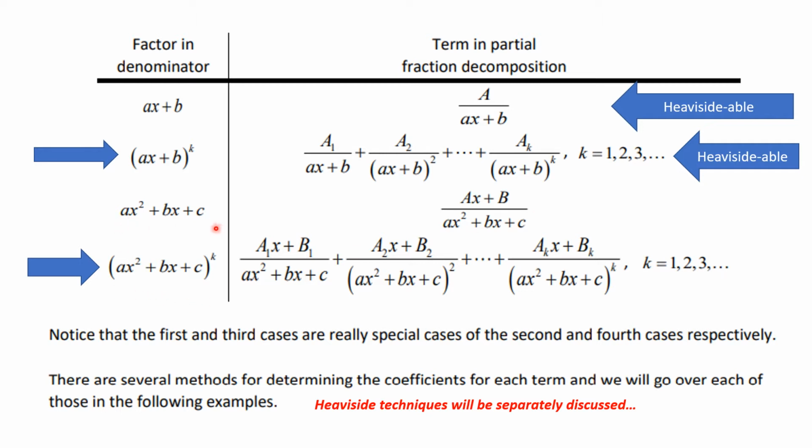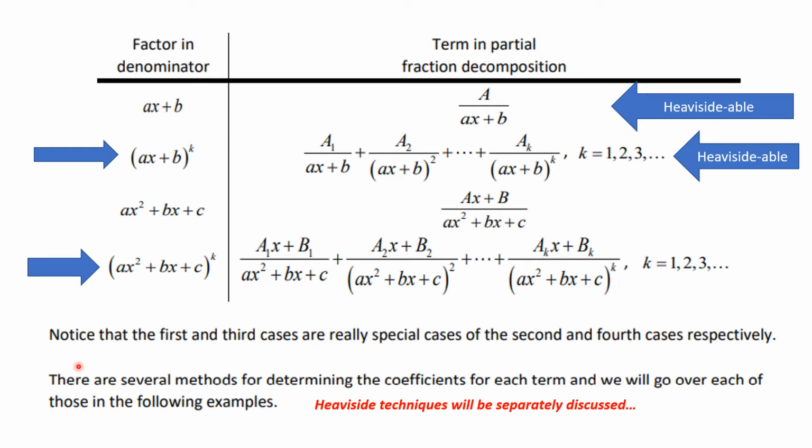And it's also possible to get one of these raised to a multiplicity k. So if you get (ax squared plus bx plus c) to the k power, it generates several terms: (a1x plus b1) over (ax squared plus bx plus c), plus (a2x plus b2) all over (ax squared plus bx plus c) squared, plus dot dot dot, plus finally (akx plus bk) all over (ax squared plus bx plus c) to the k.